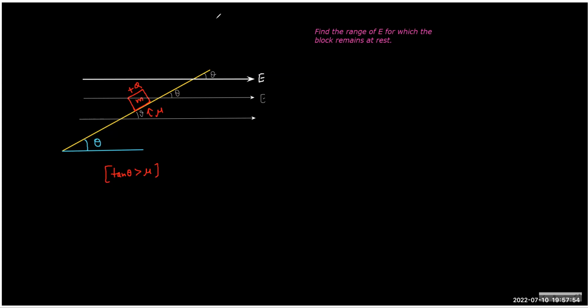E minimum is mg sine theta minus mu mg cos theta upon q times mu sine theta plus cos. And maximum will be mg sine theta plus mu cos theta upon, the sign will change, right? Plus mu.